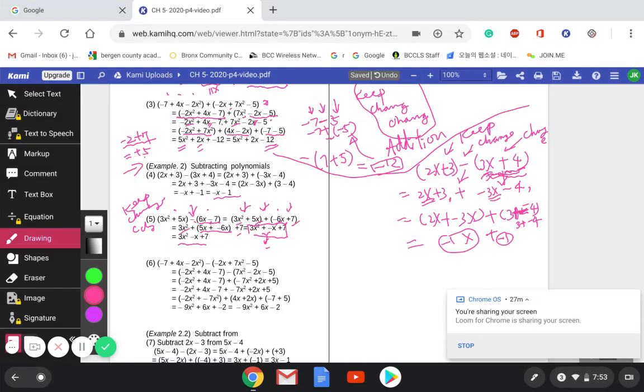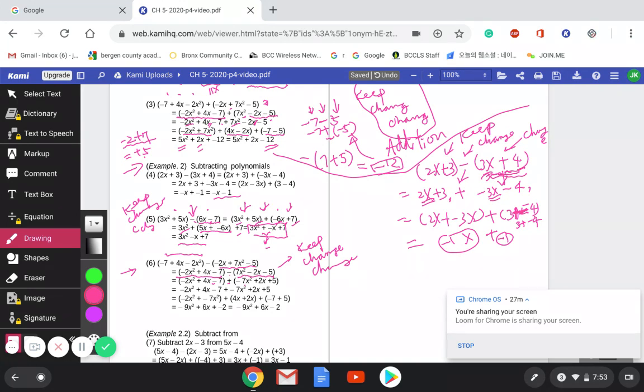Now, again, if you look at number 6, you have to rearrange in descending order first. So negative x squared minus 4x minus 7 minus, you rearrange in descending order again, 7x squared minus 2x minus 5. Because you have a subtraction, you have to do keep, change. When you do that, you keep the first one, change minus to plus, and 7x squared becomes negative 7x squared, minus 2x becomes plus 2x, minus 5 becomes plus 5.